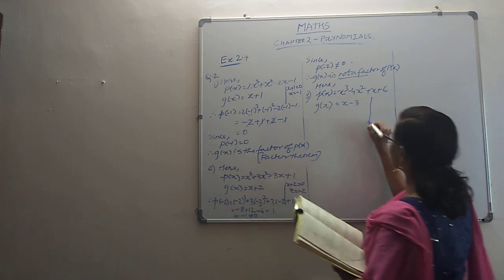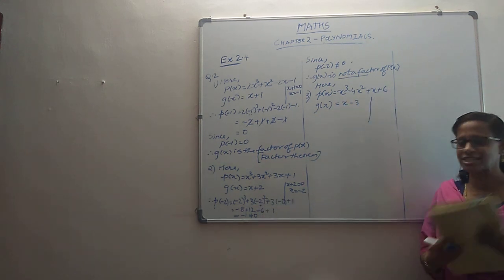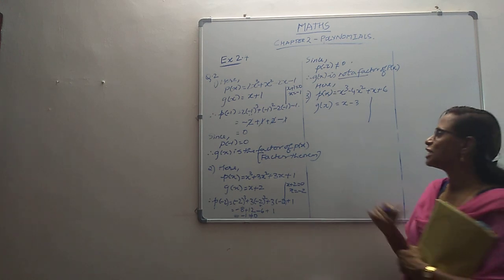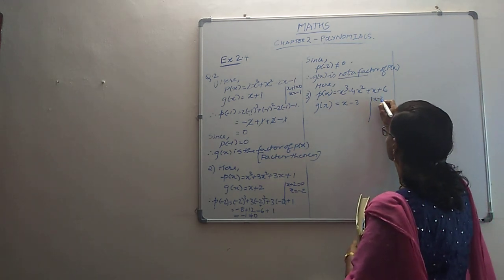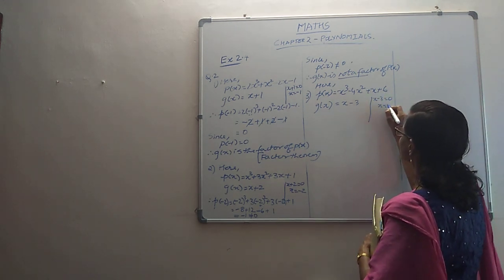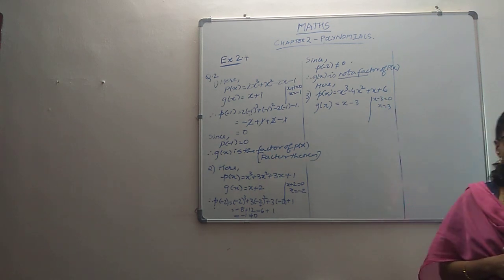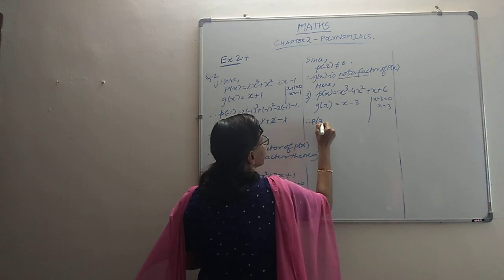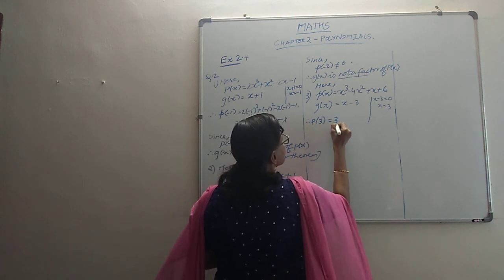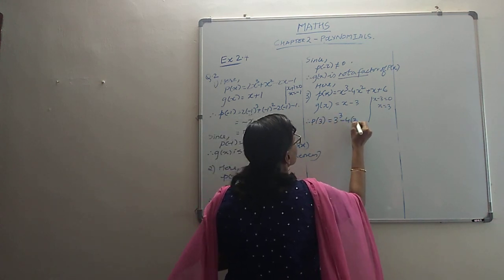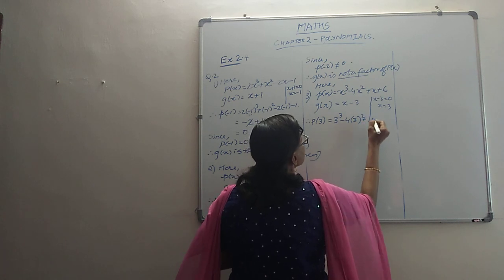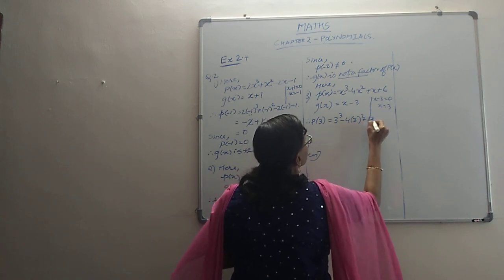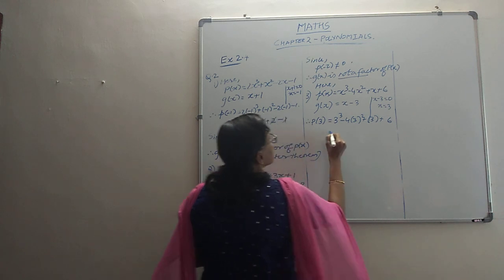The quick rough work: the moment you get g of x, our next work is to do the rough work. So x minus 3 equal to 0, x becoming equal to 3. So we are going to find out the p value at this 3. Therefore you will have p at 3, making it 3 cubed minus 4 into 3 squared plus 3 plus 6.